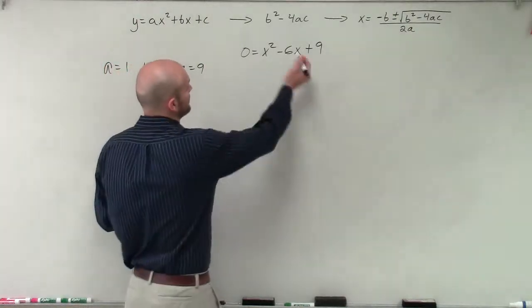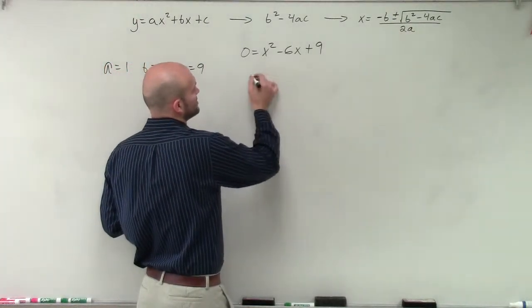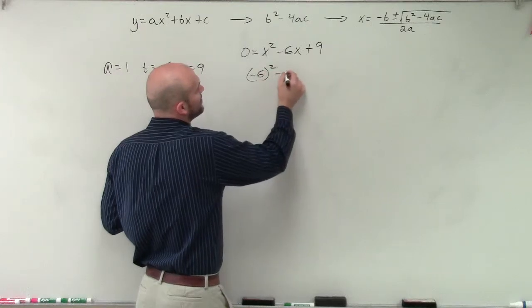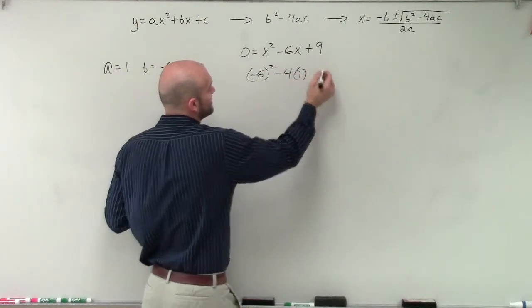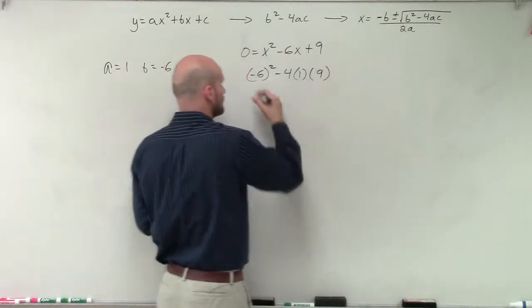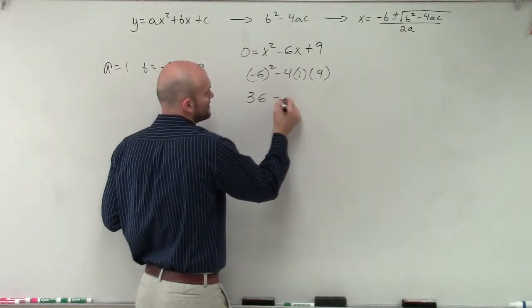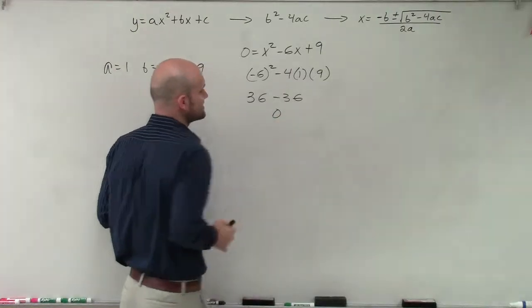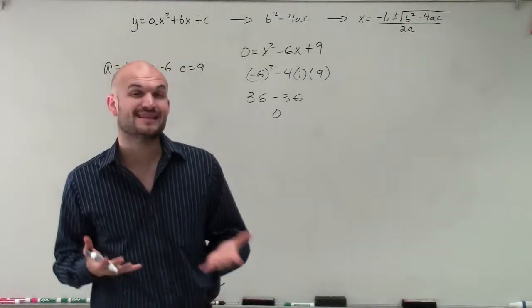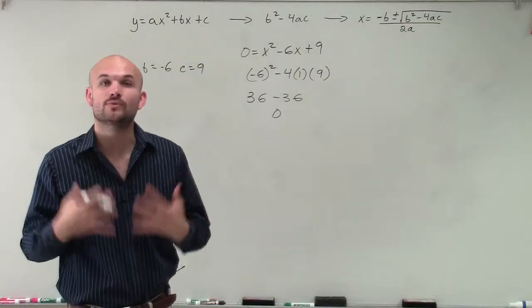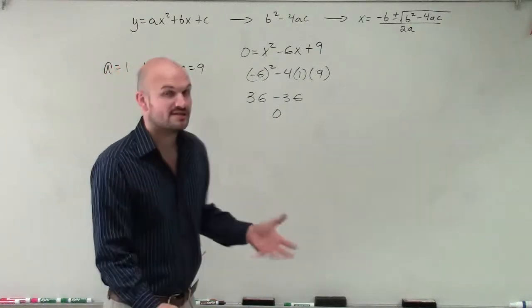So therefore, I take b squared, so it's going to be -6 squared minus 4 times a times c. Well, -6 squared is a positive 36. -4 times 9 is going to be a -36. Therefore, this is going to equal 0. So when we have a discriminant that's equal to 0, we know that we're going to have one real solution. And let's see why that's going to work.